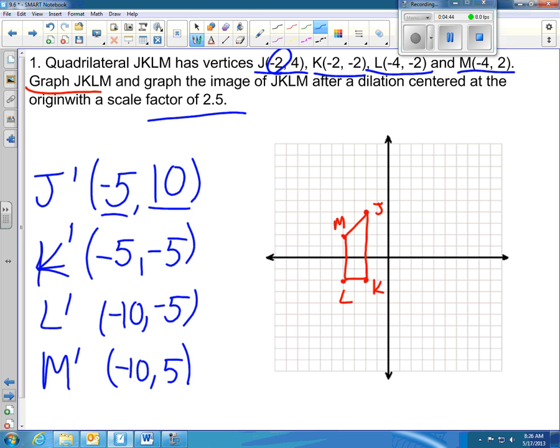All right, so let's graph our new points here. J prime is -5, so 1, 2, 3, 4, 5, and up 10. 1, 2, 3, 4, 5, 6, 7, 8, 9, 10, all the way up at the top of our graph. J prime.